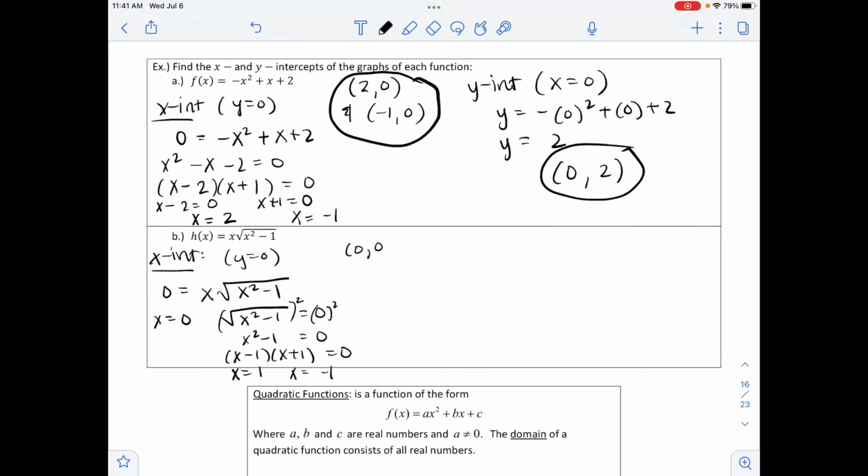We're going to have (0, 0), so the origin. We also have (1, 0) and (-1, 0). In order to find our y-intercepts, we're going to set x equal to 0. And doing that, we get y equals 0 times the square root of 0 squared minus 1, which just works out to being 0. So our only y-intercept will be at (0, 0).